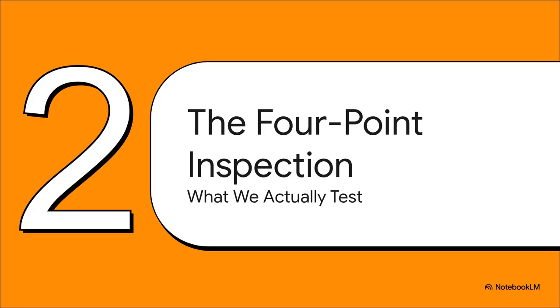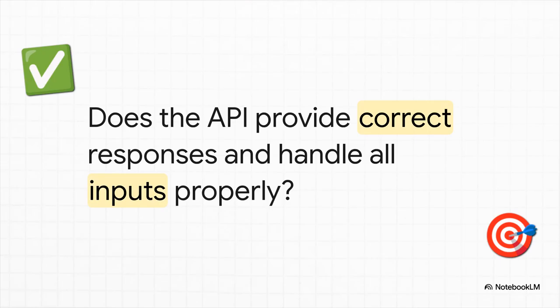Okay, so what does this kitchen inspection actually involve? What are we looking for? Well, it really boils down to a 4-point check to make sure everything is running exactly as it should. First up, functionality. This is the most basic question. Does it work? If you ask for your account balance, does the API actually return an account balance? Or does it give you the weather forecast for tomorrow? This test just makes sure the API gives the correct, expected response for any given request.